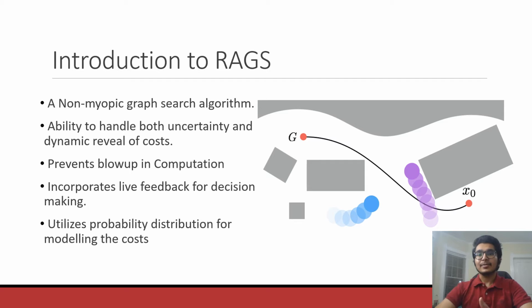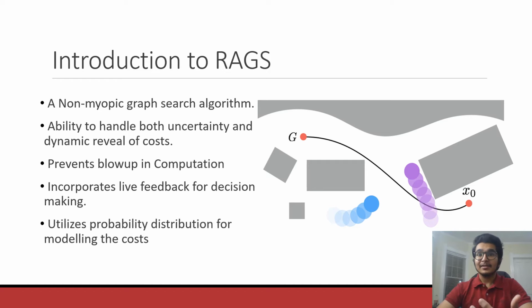So the RAGS algorithm is used to handle the assumption that the map is highly certain and the edge costs are static. But in the real world scenario, that's not the case. The maps have a high uncertainty and there can be a dynamic reveal of costs. So the RAGS algorithm has the ability to handle this.